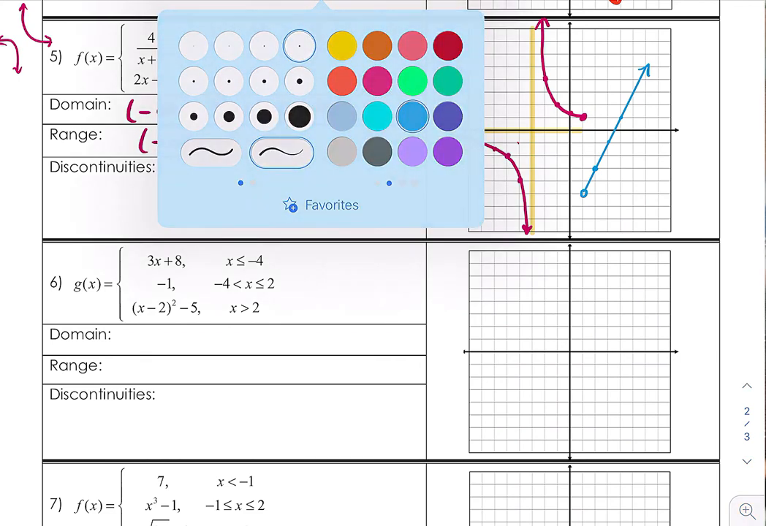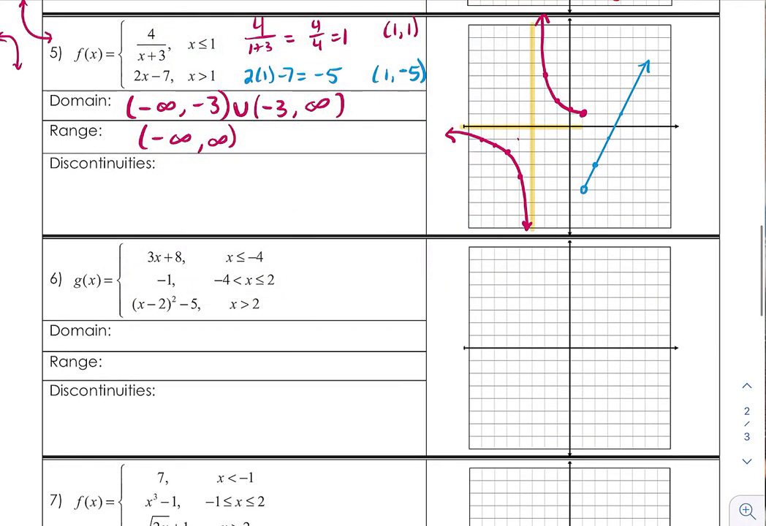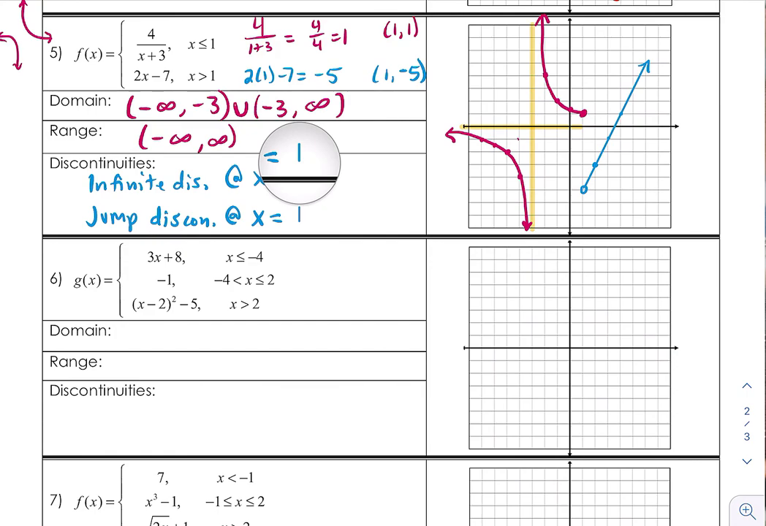And then I did mention we have some discontinuities. We have 2. At x equals -3, this line is approaching an asymptote. That is where we have an infinite discontinuity. It's heading toward positive infinity. So we have an infinite discontinuity at x equals -3. And then we have a jump discontinuity at x equals 1, where our piecewise gap is.